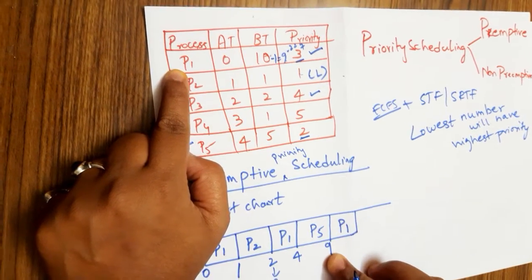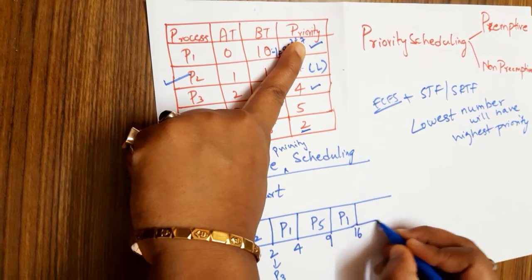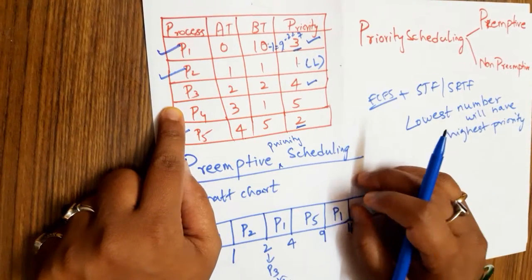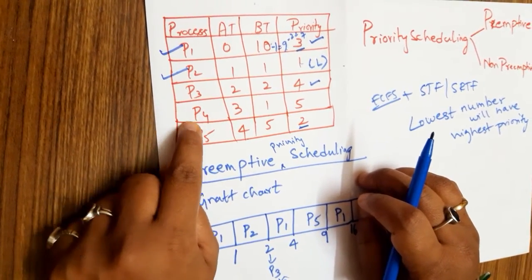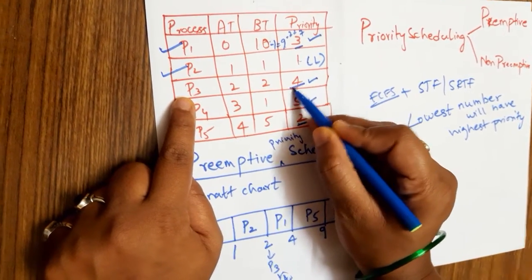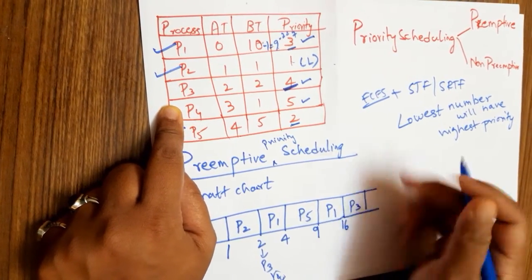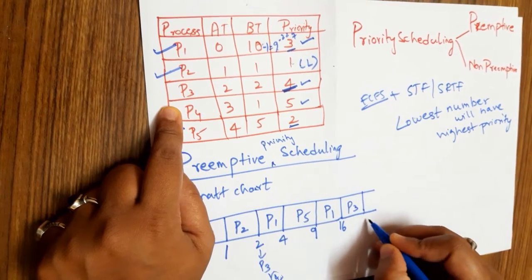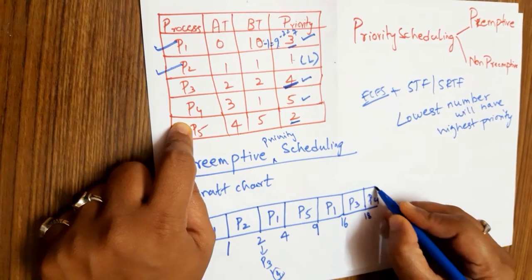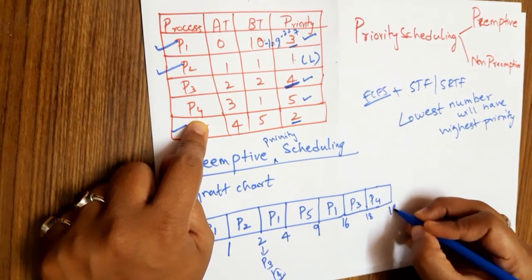That is 9 plus 7, equal to 16 milliseconds. It will execute for the next 16 milliseconds. Now P1 has completed its execution. Next I will compare P4 and P3. When I compare here, P3 has the least value. So P3 will execute for 2 milliseconds. That is 16 plus 2 equals 18. The last process will be P4, which will execute for the next 1 millisecond.